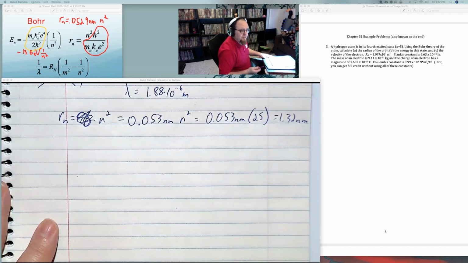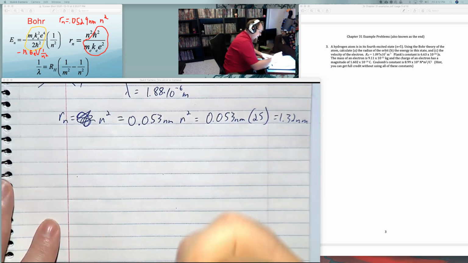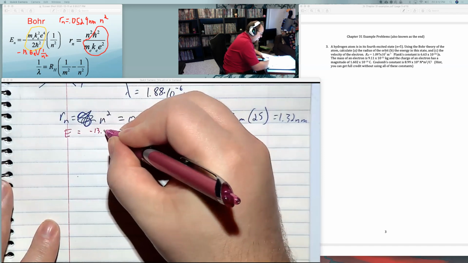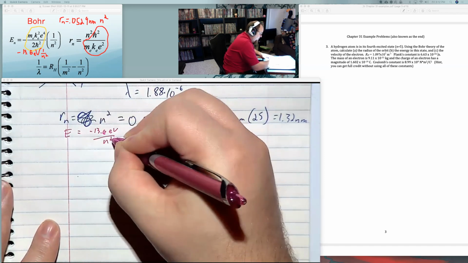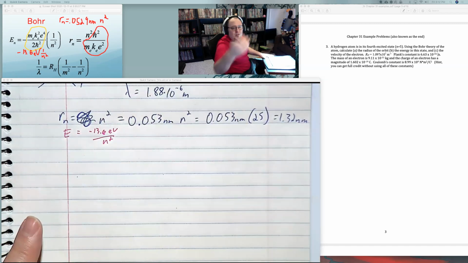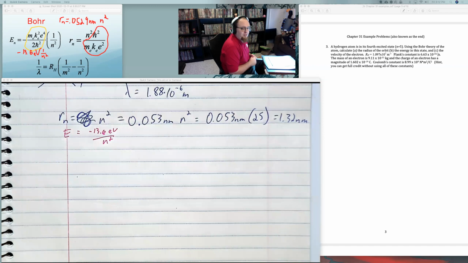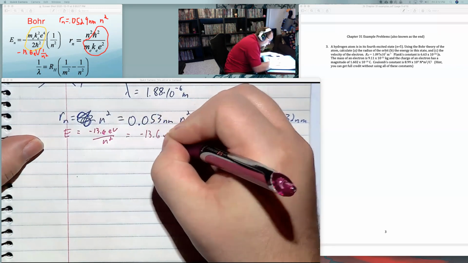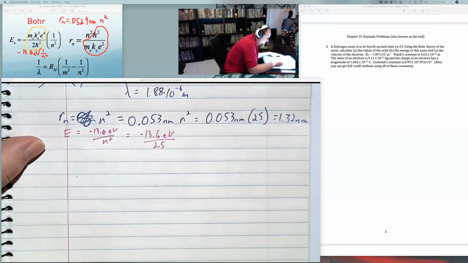B is probably what is the energy level? Yep, B, the energy in this state. The energy, as we keep saying, is negative 13.6 eV over n squared. Once again, I could do it in terms of the constants. It is me ke squared e to the fourth over 2 h bar squared. But why bother plugging those in if you don't have to.